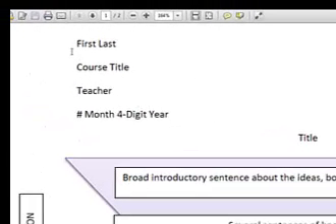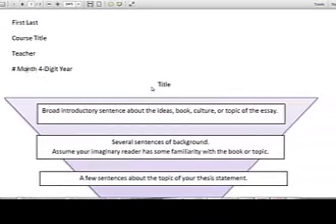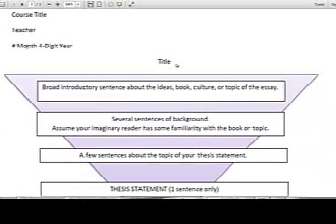Up at the top left corner of the page, you'll have your first name, your last name, the title of the course, the name of the teacher, just the number, the name of the month, and the 4-digit year. You'll notice that there are no commas here. Then you'll have the title. Again, notice no commas, no fancy font. It's not big, it's not bold, it's not underlined.